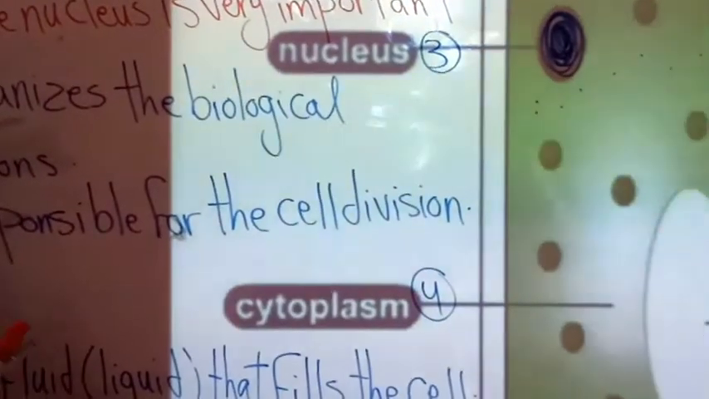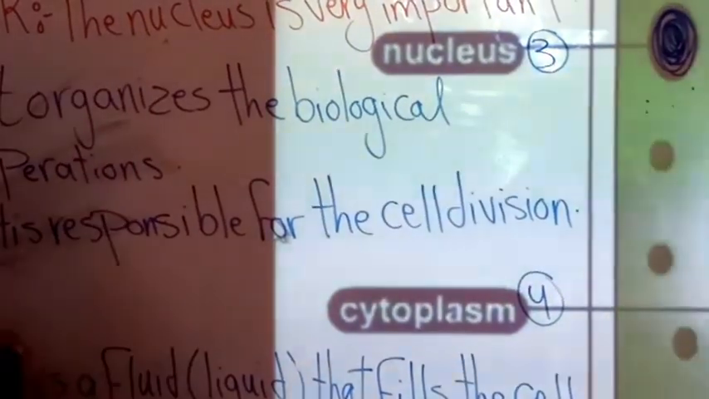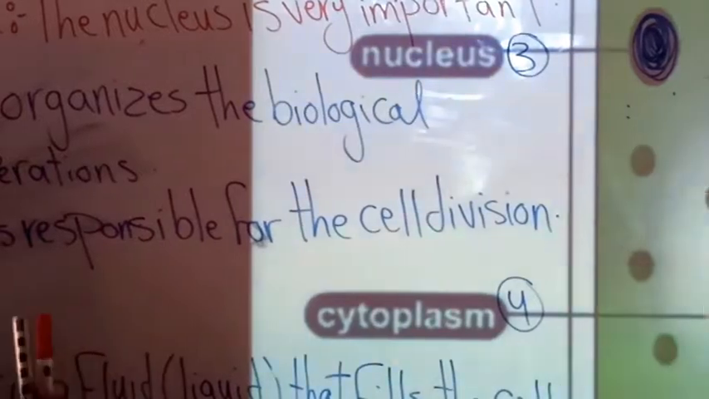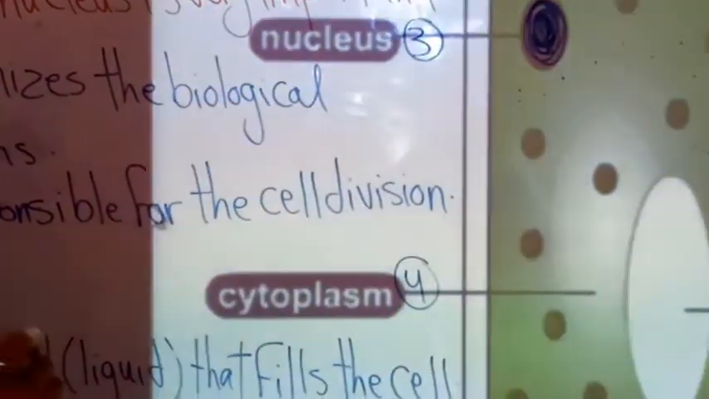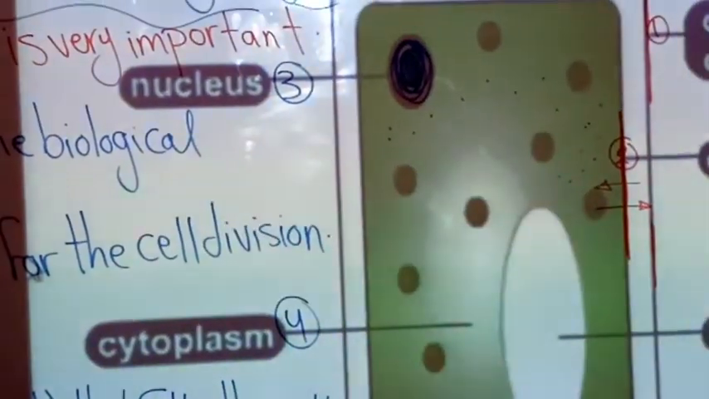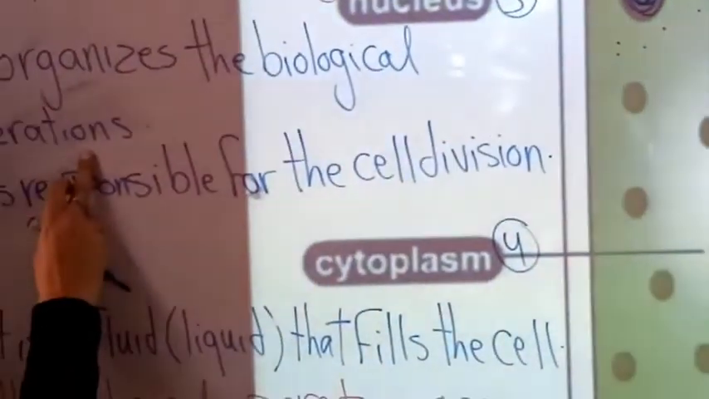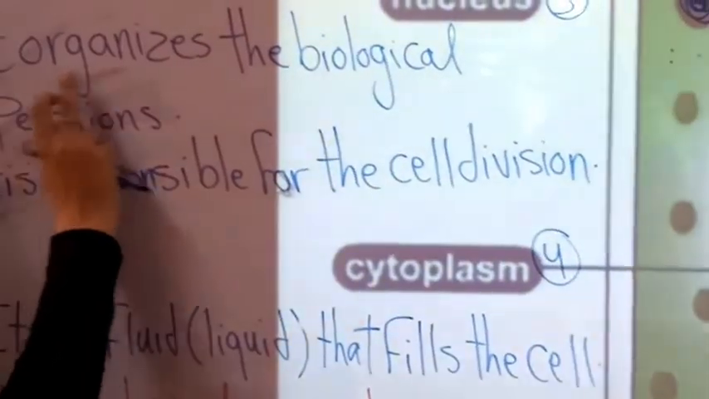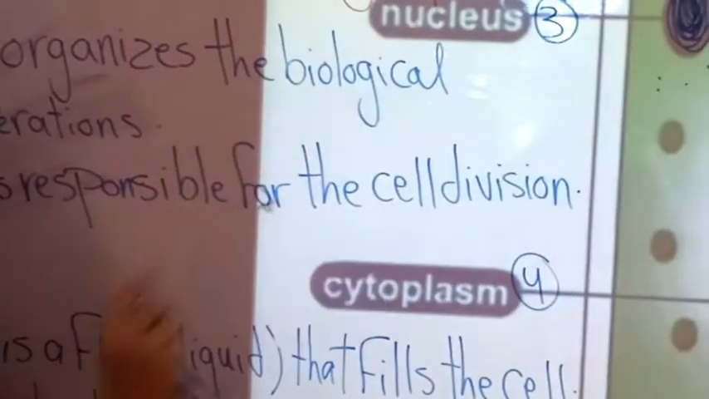So, what is the meaning of biological operations? Biological operations are respiration, digestion, and all the important operations in the cell. So the nucleus organizes the biological operations in the cell.